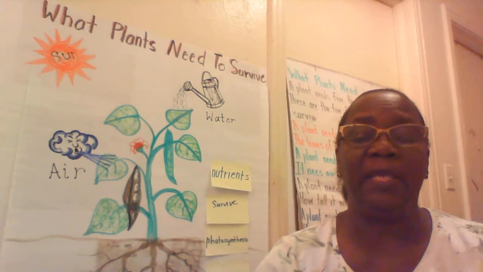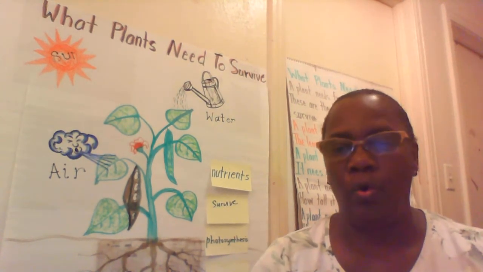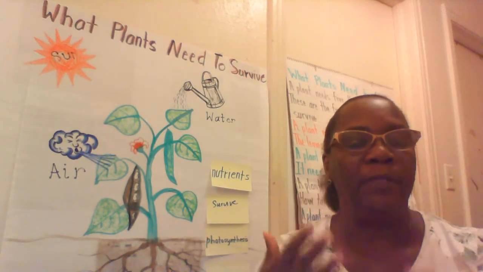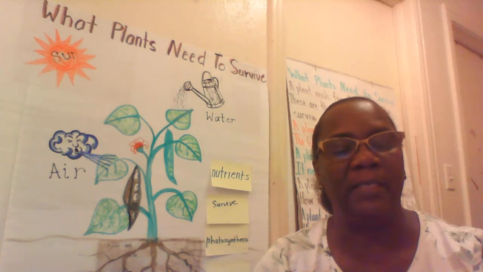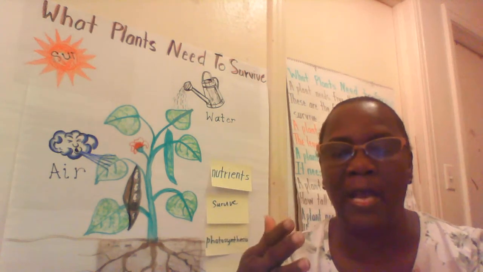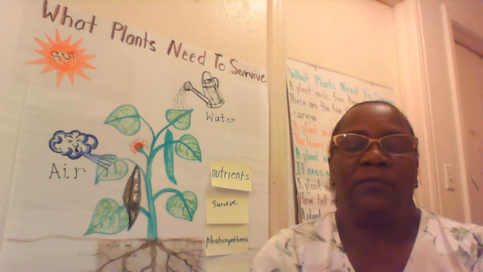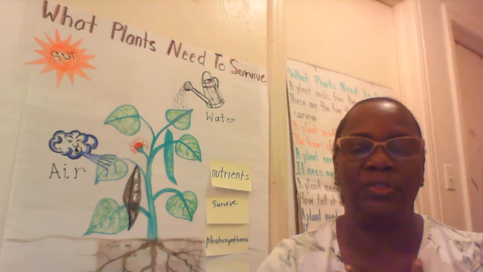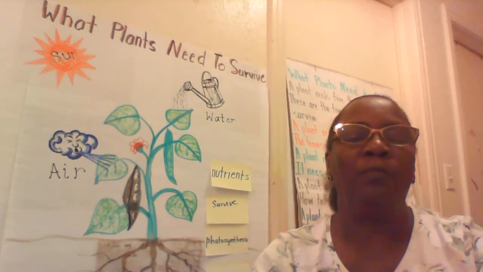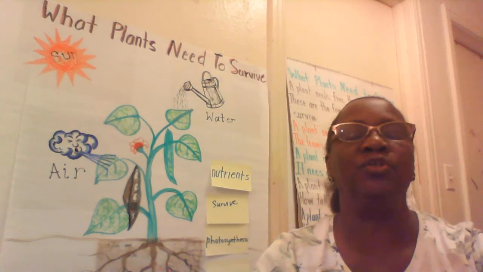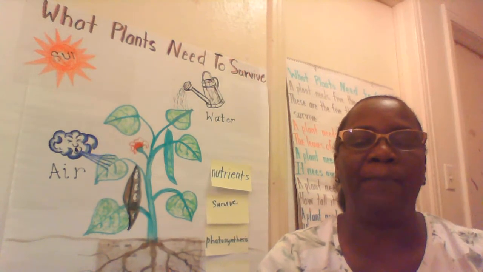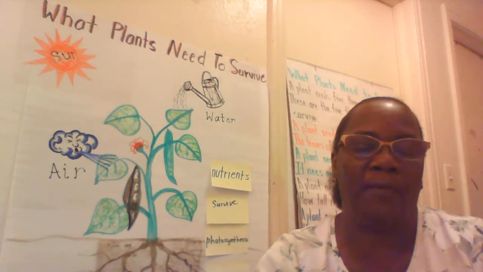Why do plants need air and sunlight? Plants make their own food by putting together the gas that we breathe out that is called carbon dioxide. Carbon dioxide is not good for us because that's the bad air that we breathe out. We breathe in oxygen, which is good. We can't live without oxygen. So when we breathe out the carbon dioxide, which is the bad air, the plants breathe it in and they turn it into oxygen, which we need. So that's one reason why plants need air. They have to get that carbon dioxide.